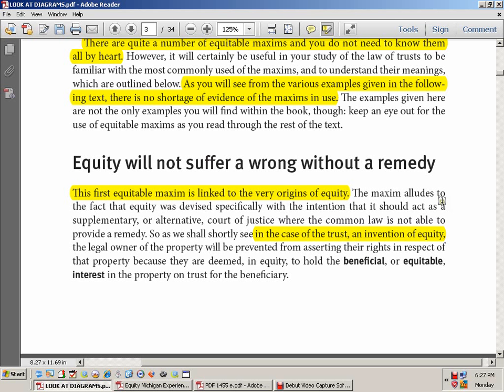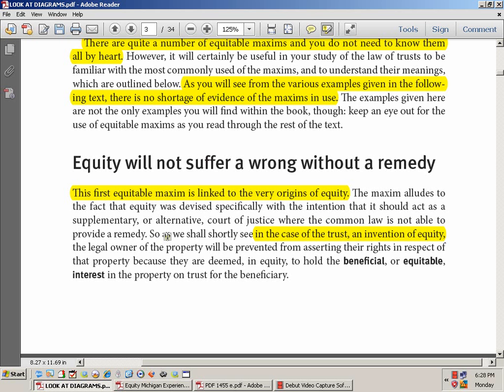The maxim alludes to the fact that equity was devised specifically for the intention that it should act as a supplementary or alternative court of justice, where the common law is not able to provide a remedy, because the dude does have the contract, and it doesn't matter he committed fraud to get it. That's what the law says. Got to go to equity.